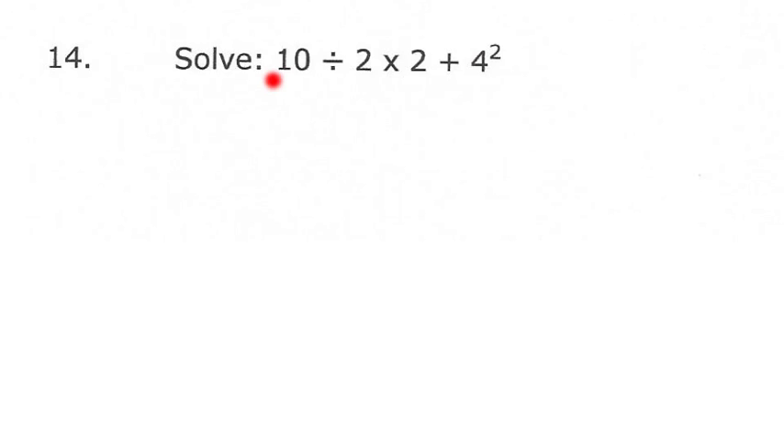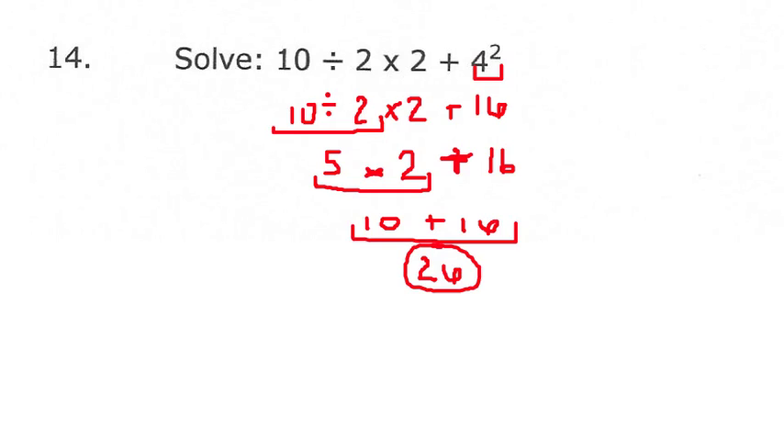Problem 14. Solve. 10 divided by 2 times 2 plus 4 squared. So the first thing you have to do is exponents in this case. 4 squared is equal to 16. And then you have to divide or multiply from left to right. So we go 10 divided by 2 is 5. Then we go 5 times 2, which is 10. 10 plus 16 is 26, and so your answer is 26.